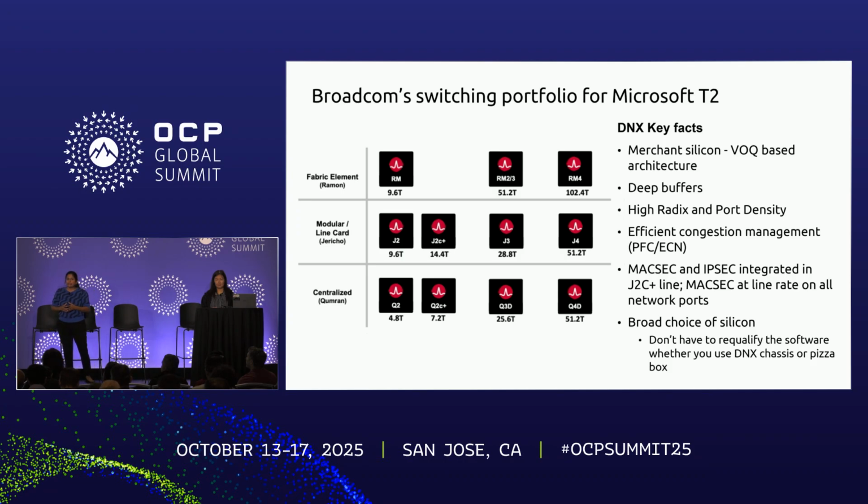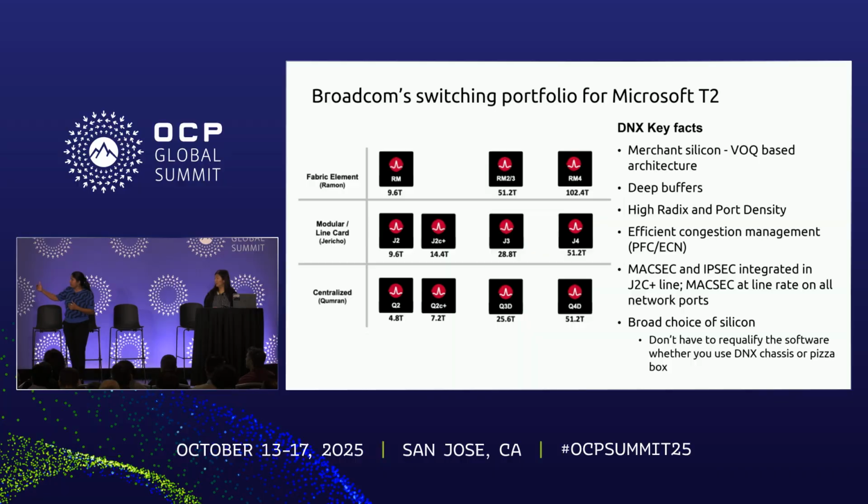And the key thing here, the other thing I want to talk about, is the need for security. As this pin extends out towards the regional hub gateway, security becomes paramount important. And we do have MACsec and IPsec integrated in the silicon in the J2C+ line. In fact, MACsec is at line rate on all the ports.